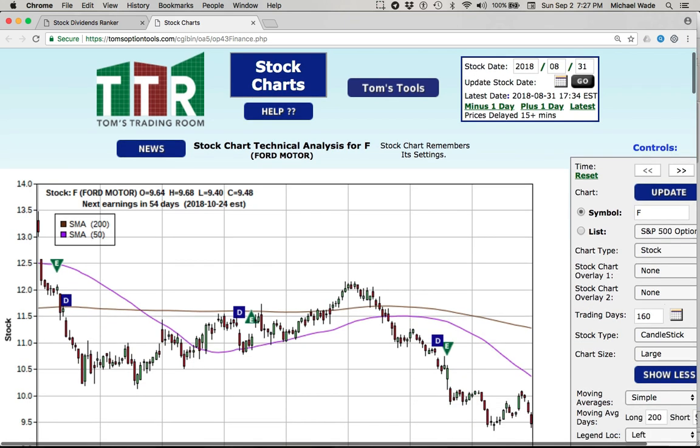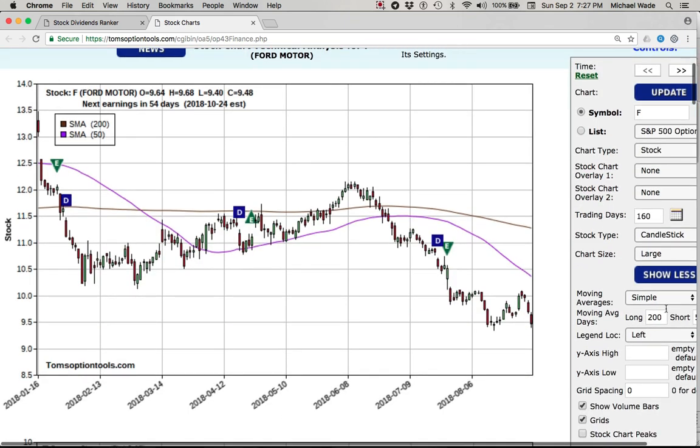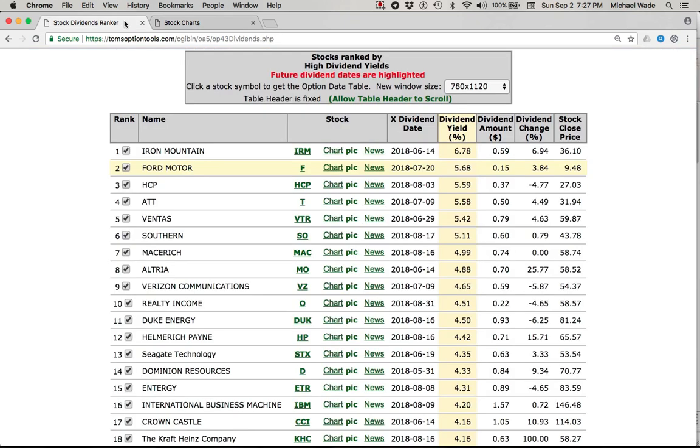Ford is a decidedly bearish stock. You can see multiple down days, 4 straight down days, big down days, and the stock is below the 50-day average, which is this purple line, and the 200-day moving average, which is the brown line. So this is a decidedly bearish stock. The dividend yield is high, consequently. In fact, it's currently 5.68%, but the stock sucks.